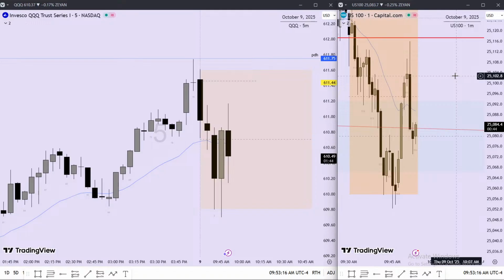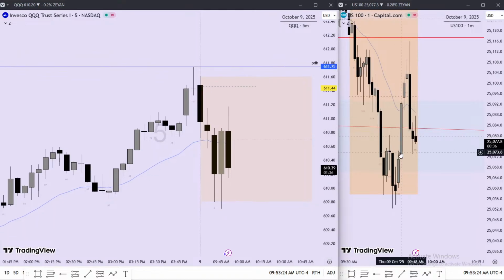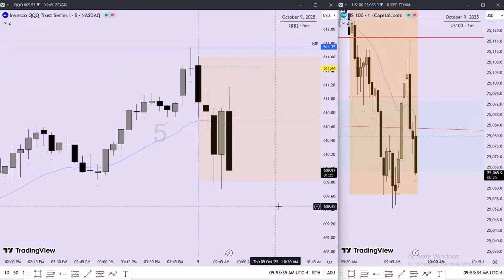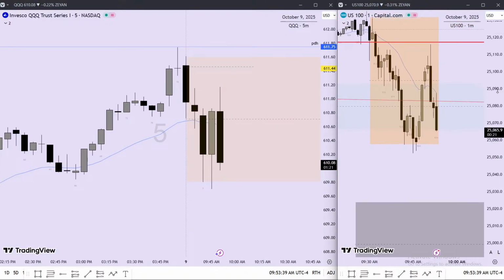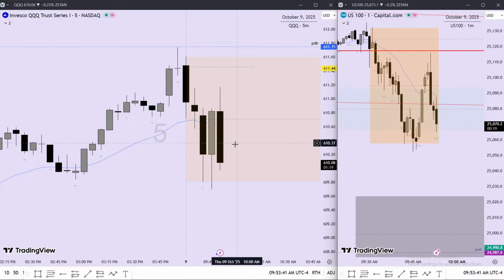I'm waiting for this bar to close. It will tell me a lot of things. We have 1.5 minutes. Is it a low one short?